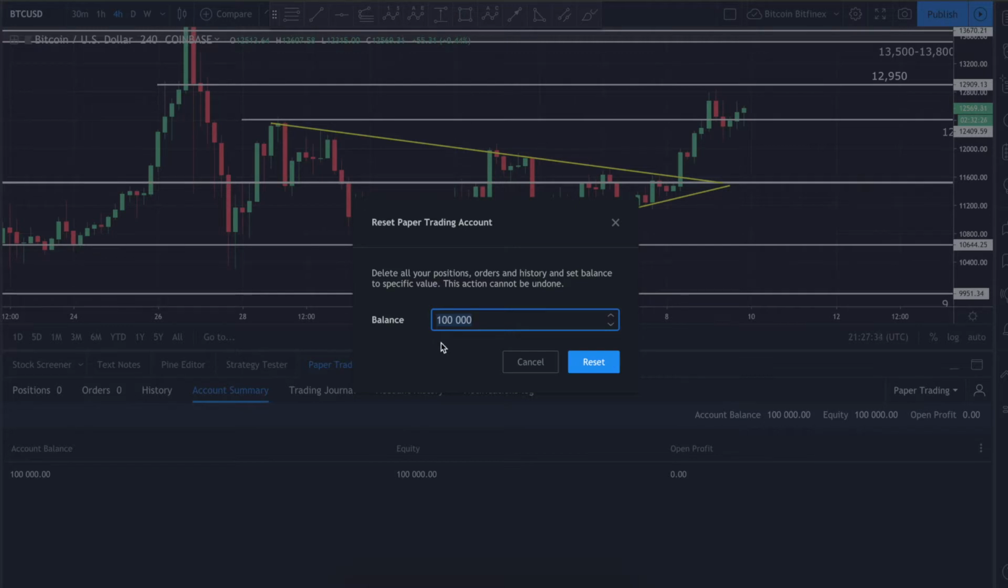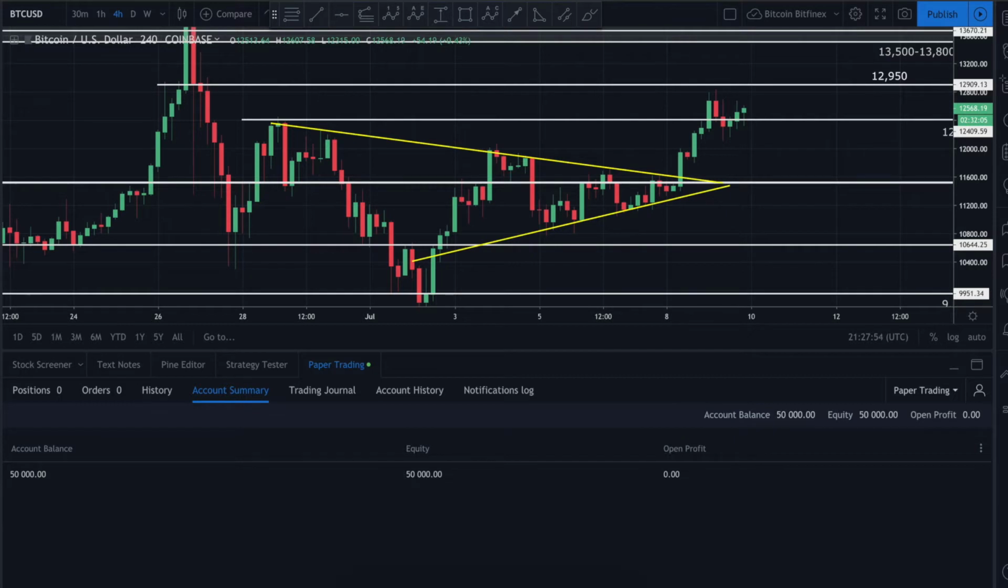$100, $1 million, $5 million, whatever it happens to be, whatever amount of money you have allocated aside to trade, that's what you're going to want to put in here, because again, you want to make it as real as you possibly can. Just for our purposes, I'm just going to put in $50,000. Okay, and hit reset. Now you'll notice my account is now funded with $50,000.